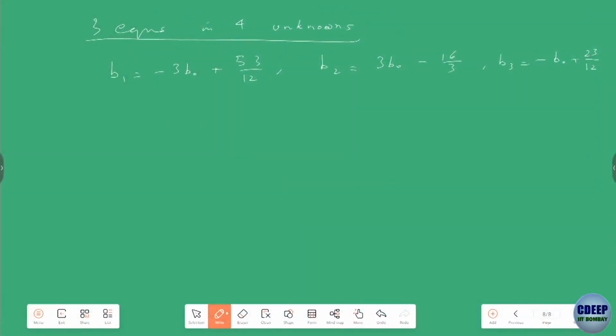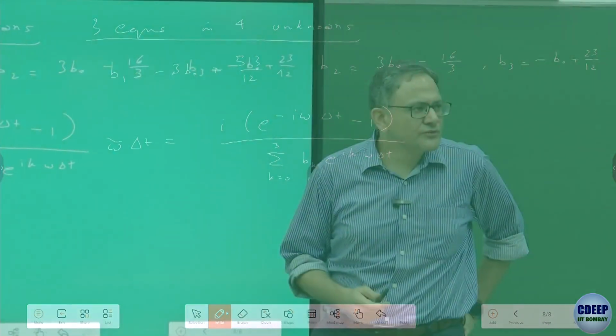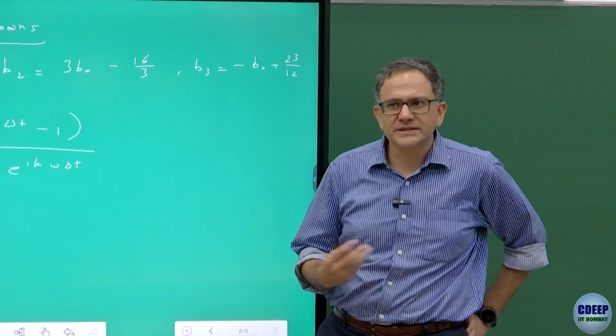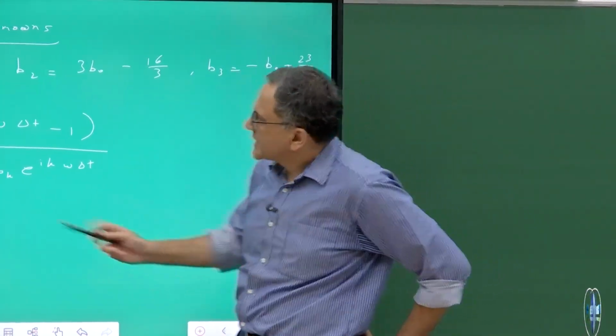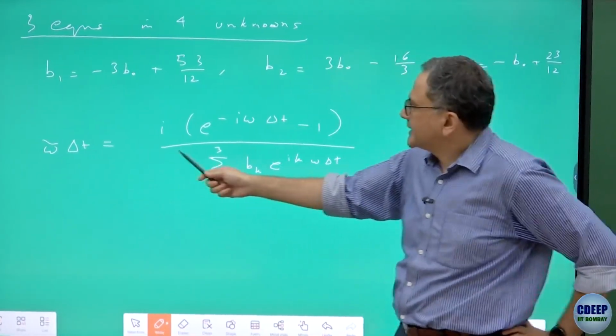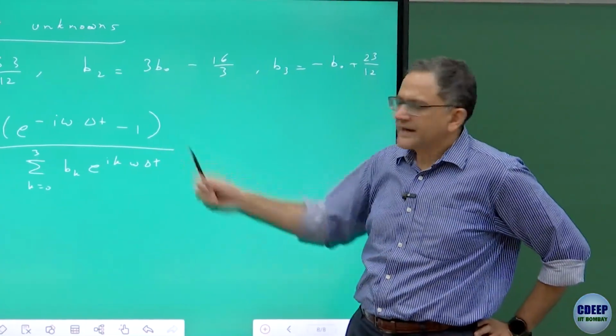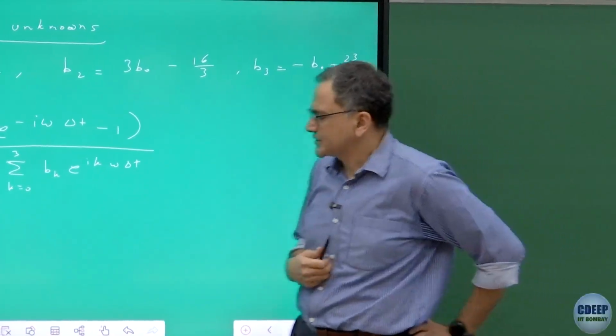This omega tilde. So omega tilde delta t we found to be i e to the power minus i omega delta t minus 1, by summation k equal to 0 to 3 of b_k e to the power i k omega delta t. So the natural thing to do, following especially our spatial discretization, is to think of omega tilde delta t as the dependent variable and omega delta t as our choice. That's the natural thing to do.